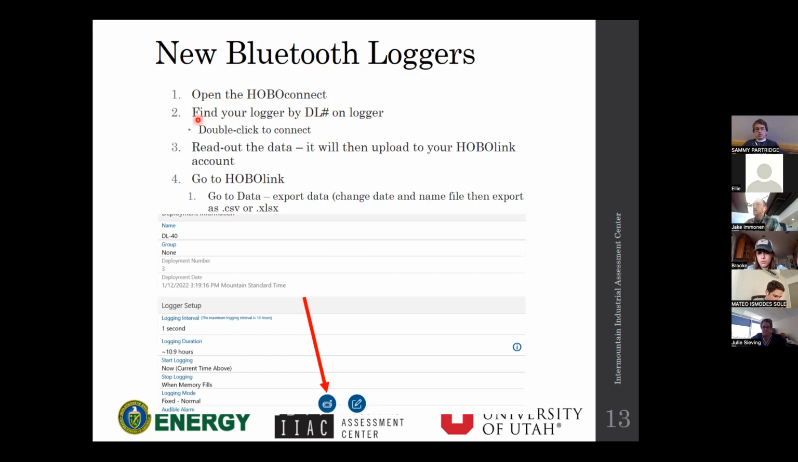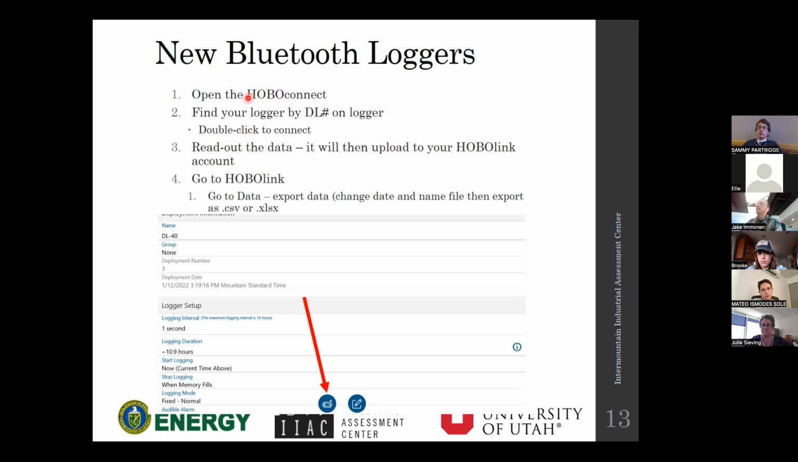Just double click to connect, and then you'll get this screen here, and then you want to hit this button, which is the readout data button. That will automatically export the data to your Hobo Link account. So if you haven't made a Hobo Link account, go do it. I think we talked about that. I think Blake talked about that. So make a Hobo Link account.